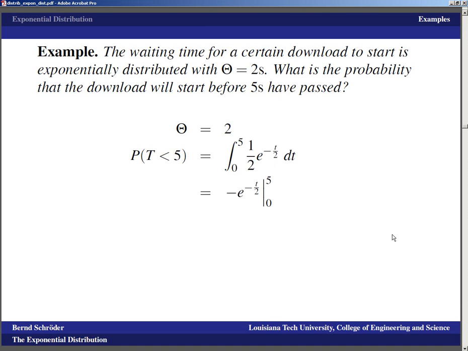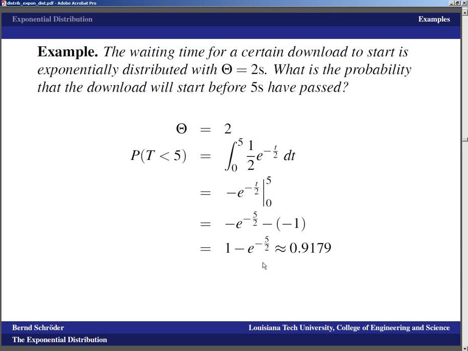And now we just find our antiderivative. That's a quick u substitution, and the antiderivative ends up being negative e to the negative t over 2, and we have that in the boundaries from 0 to 5. And so that gives us negative e to the negative 5/2 at the upper bound minus negative 1 at the lower bound, which is 1 minus e to the negative 5/2.